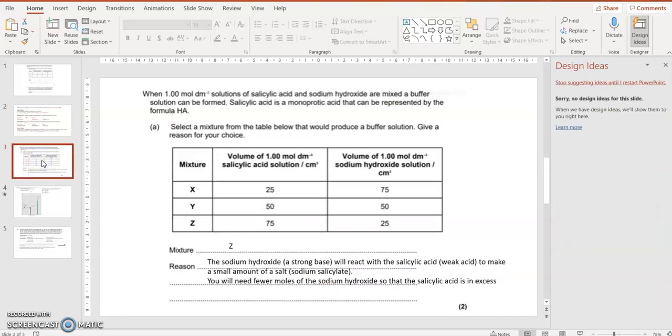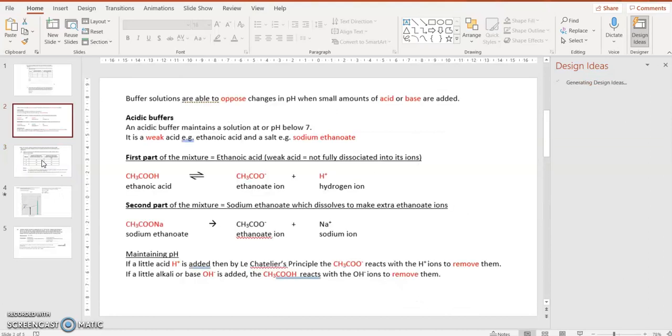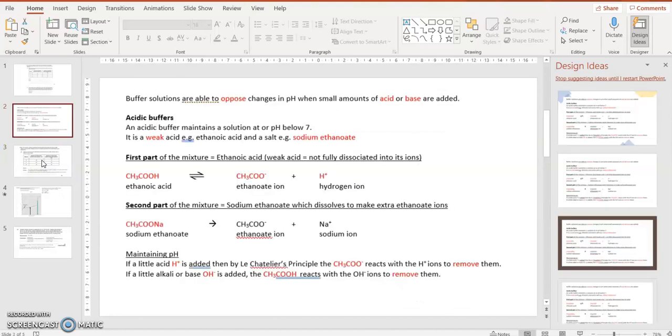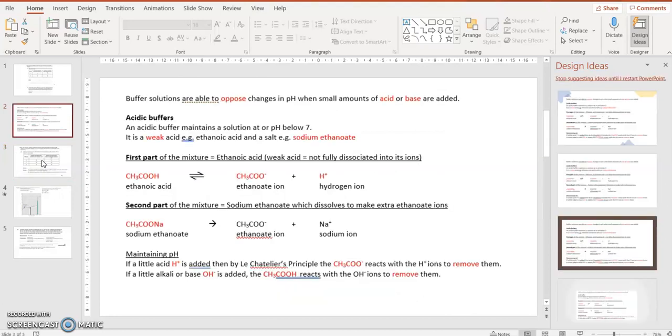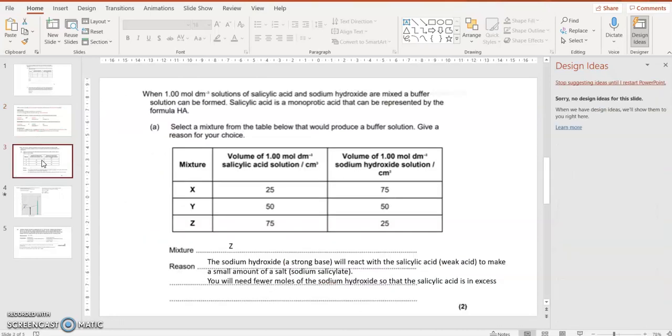The answer is Z, and the reason it's Z is because the sodium hydroxide, which is a strong base, reacts with the salicylic acid, the weak acid, to make a small amount of the salt. It's just like ethanoic acid, but I've got salicylic acid in there, and instead of ethanoate ions, I've got a different kind of salt, sodium salicylate. Doesn't matter what kind of salt it is, but I've added sodium hydroxide to react with a little bit of the salicylic acid to make a little bit of the salt.